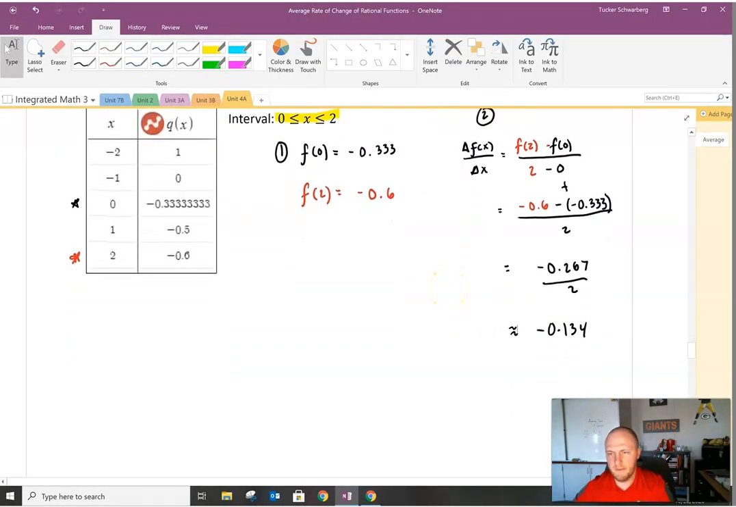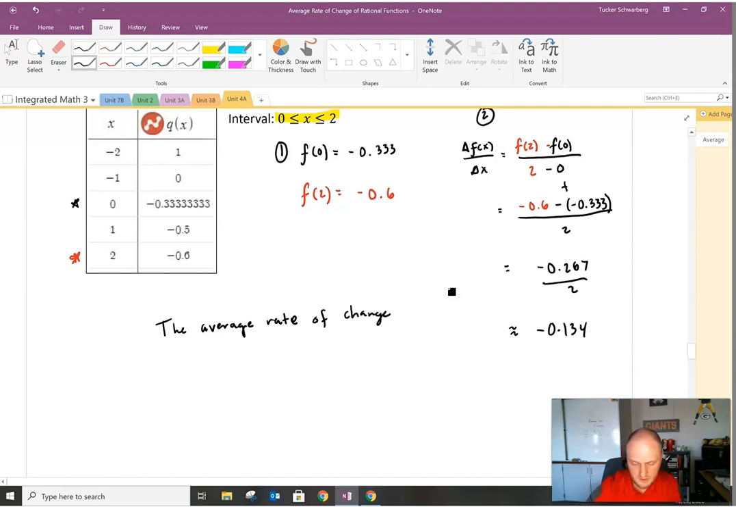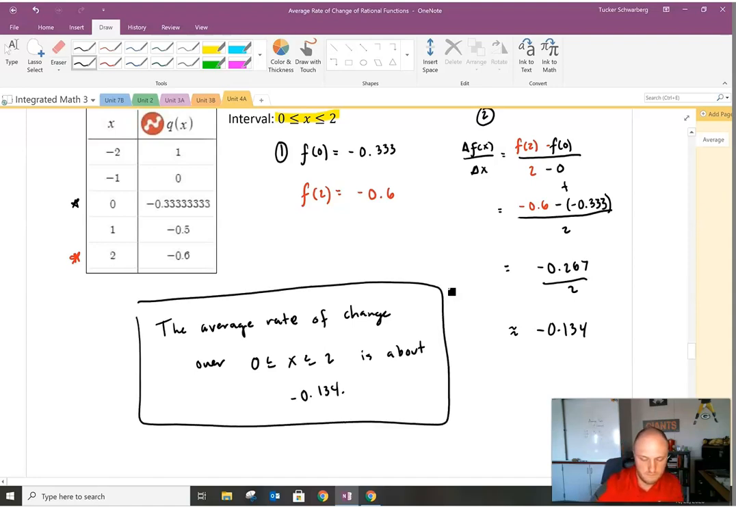Let me just bring that up. Okay, so here is your average rate of change, right? I simplified the numerator, divided by the 2 in the denominator, and we get this. So we can say the average rate of change over 0 to 2 is about negative 0.134. Straightforward.